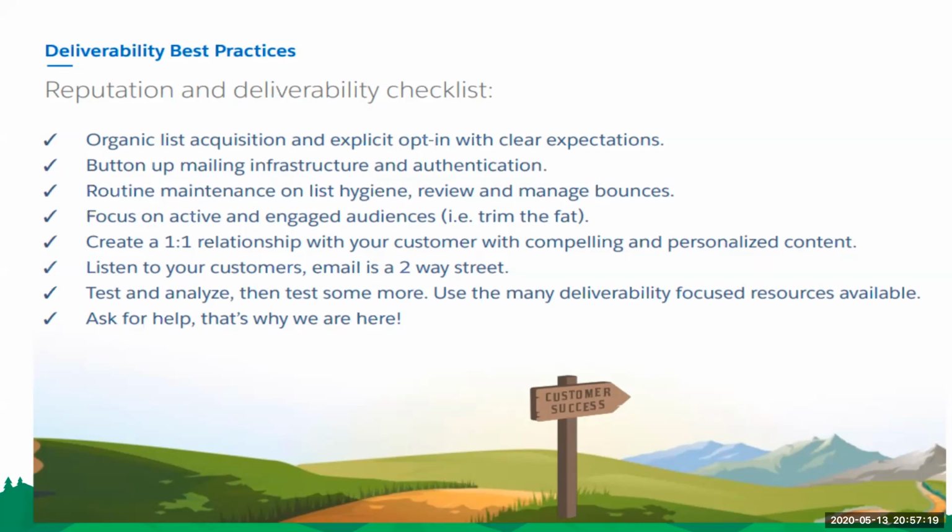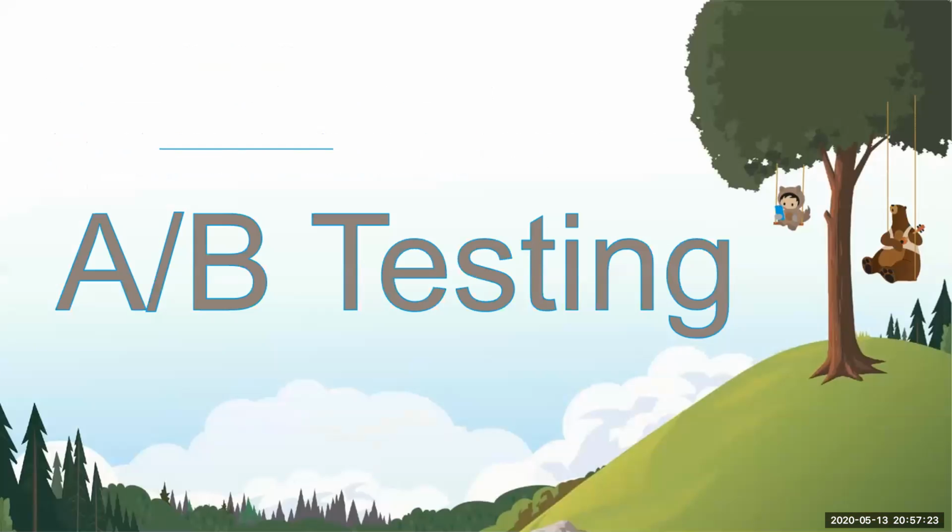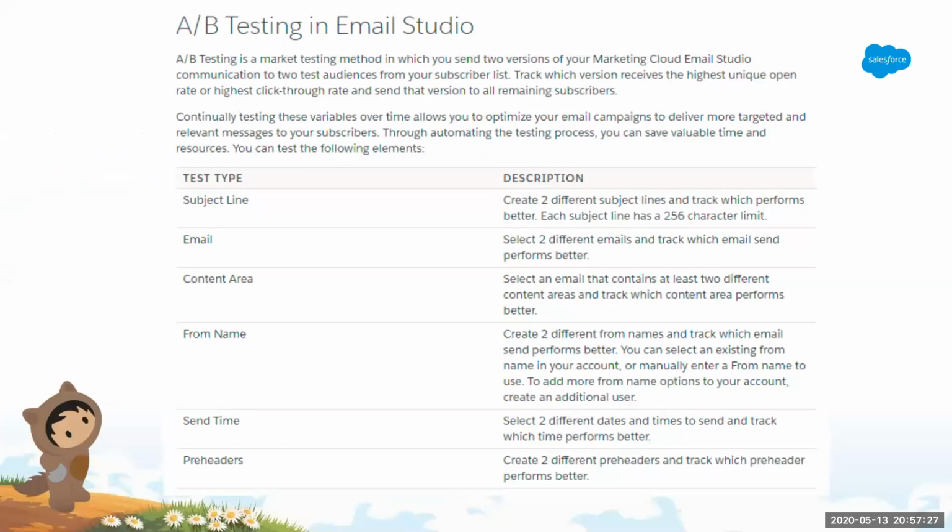Which email is going to be more productive? So coming forward with A/B testing. A/B testing is nothing but testing two versions of our email, two versions of our emails for your Marketing Cloud Email Studio communication, to two test audiences.